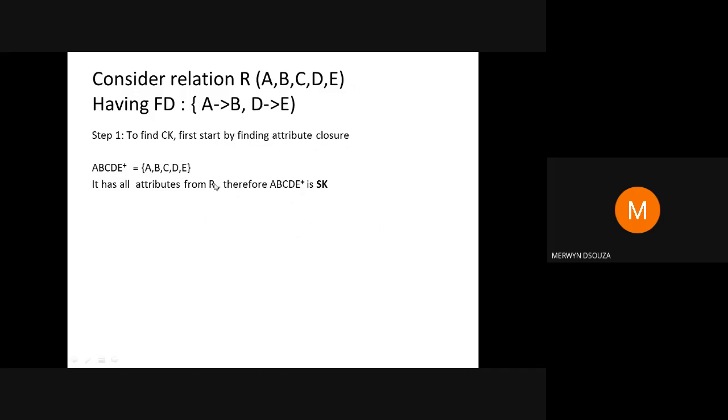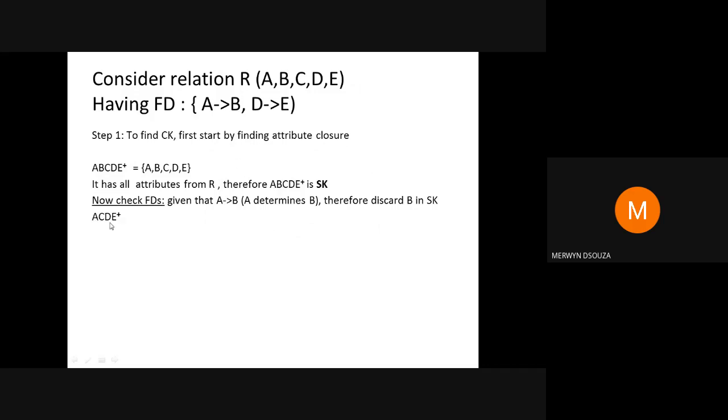A combination of all the attributes generally is a super key. Once you find a super key, you need to find a minimal super key. So how do we find a minimal super key? To find a minimal super key, use the given functional dependencies. A determines B is given. Therefore, since A determines B, you can discard B from the super key. So your super key will now become A, C, D, and E.